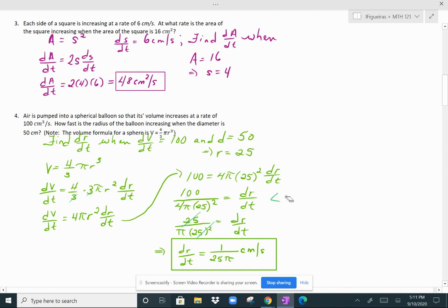That's an exact answer. If you were asked to round, you need a calculator and you would round appropriately, but only round if you're told to round.